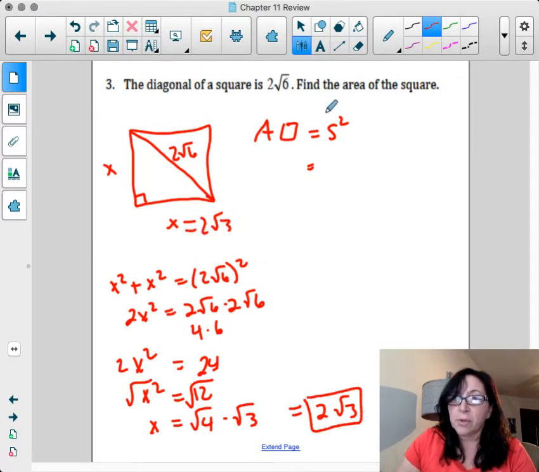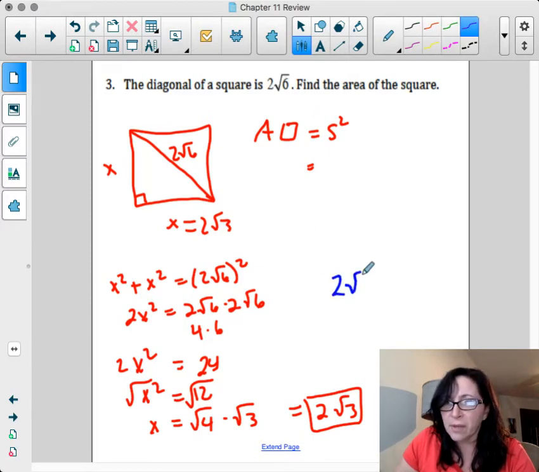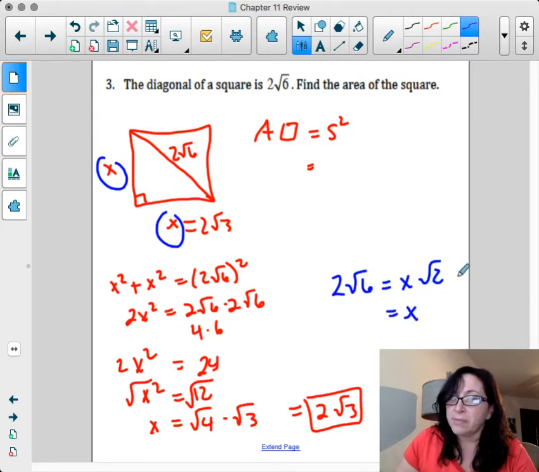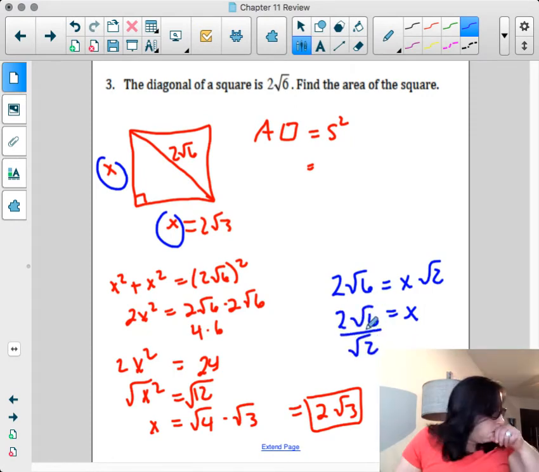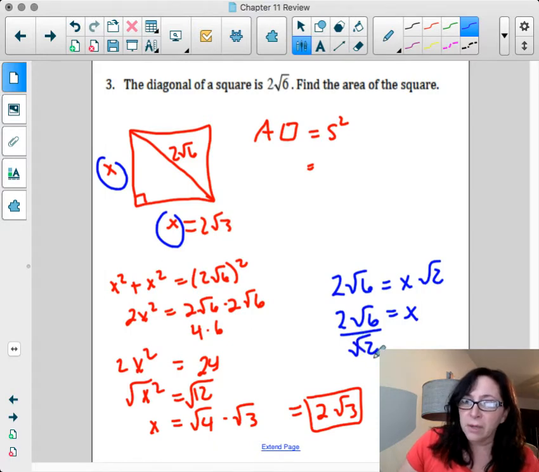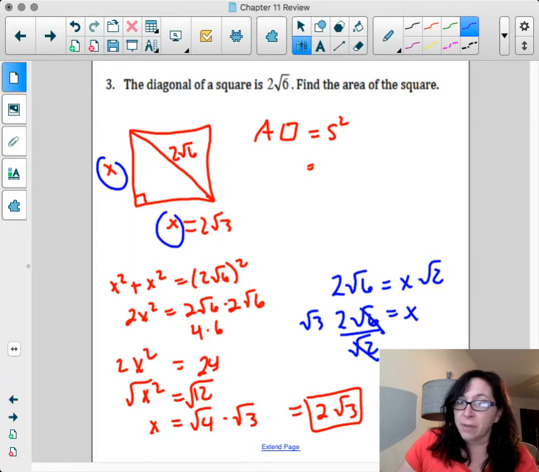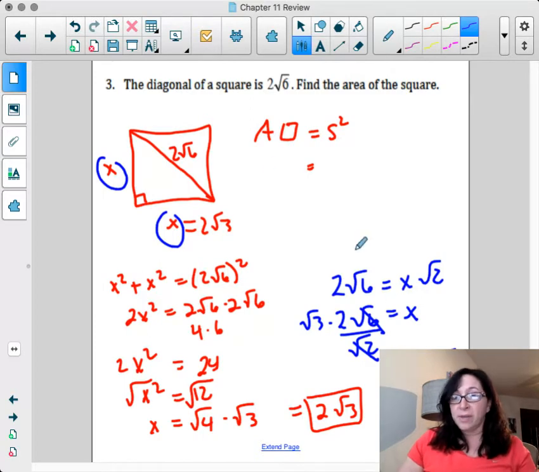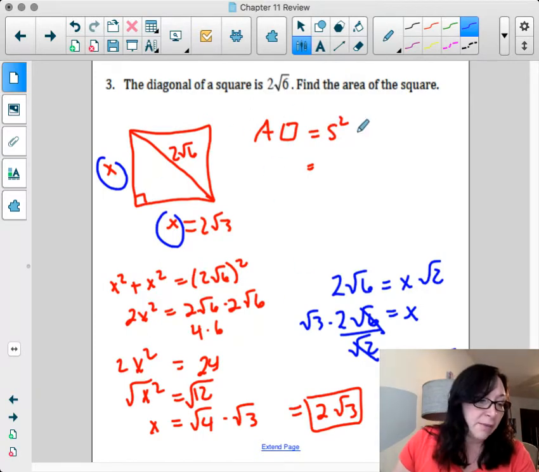Now, if you remember the shortcut, though, let's just talk about that for a second. 2 root 6, set that equal to x root 2. If I divide both sides by root 2, I'm trying to solve for x, I'm going to get 2 root 6 divided by root 2. Root 2 will cancel into root 6 and become root 3. And so my final answer would be x equals 2 times root 3. So I can do either one, but anyway, that's how you find the length of one of my sides.